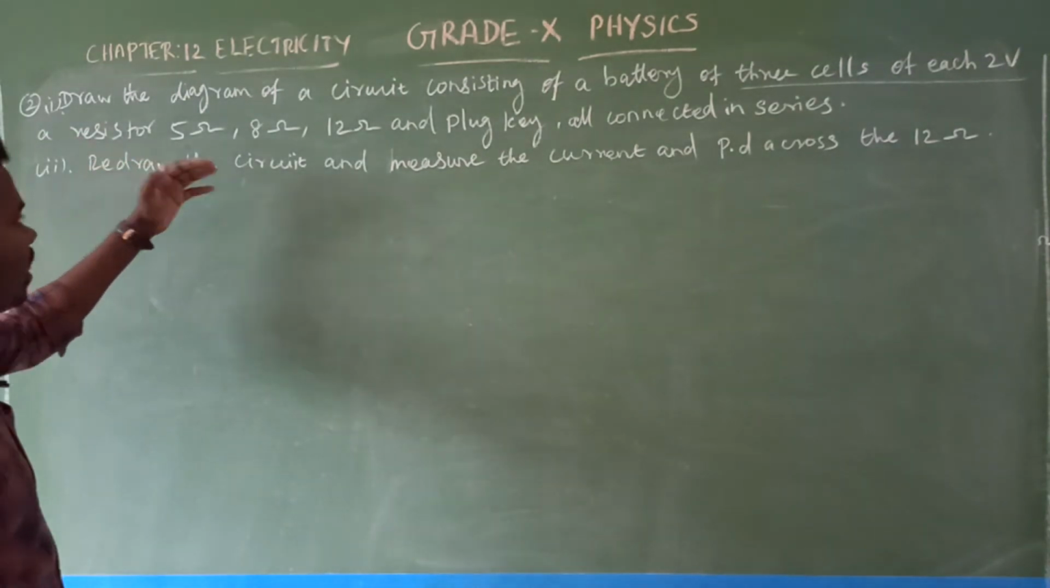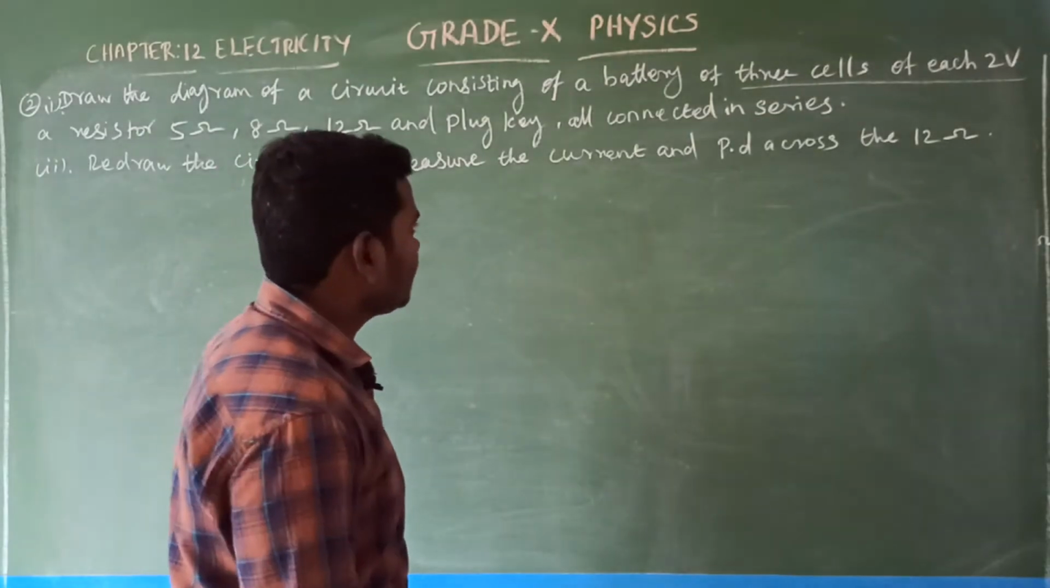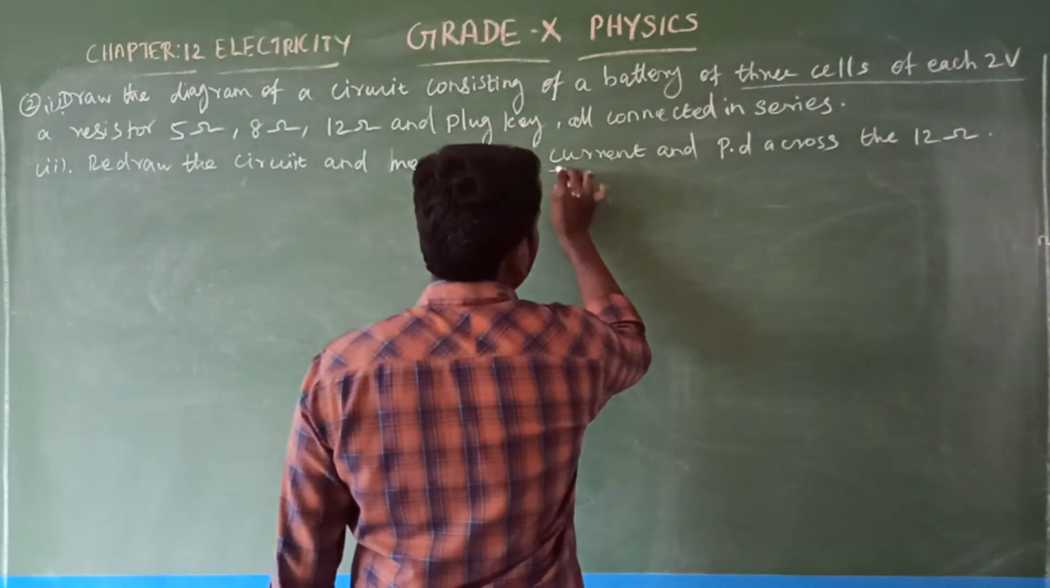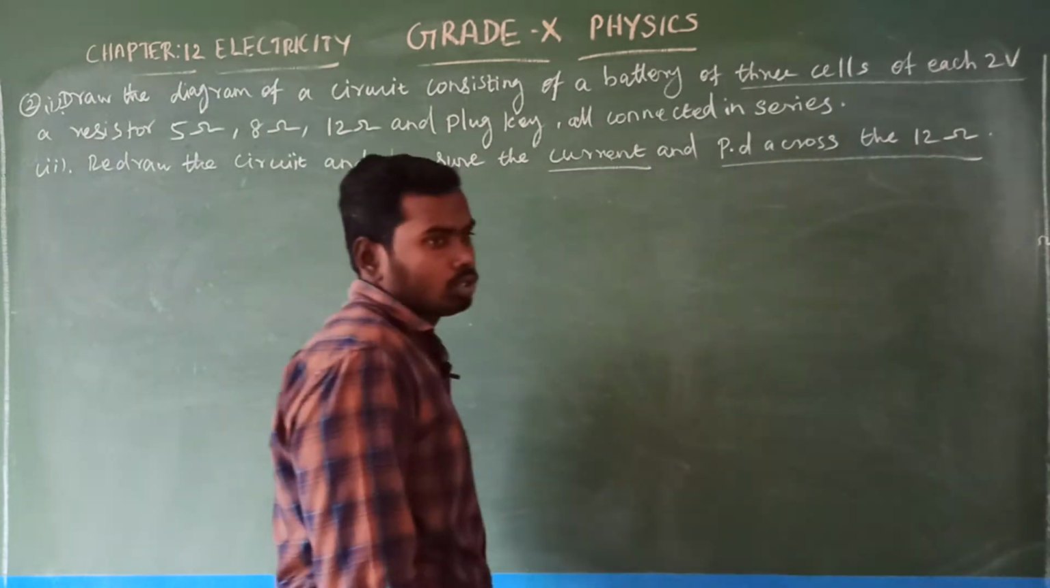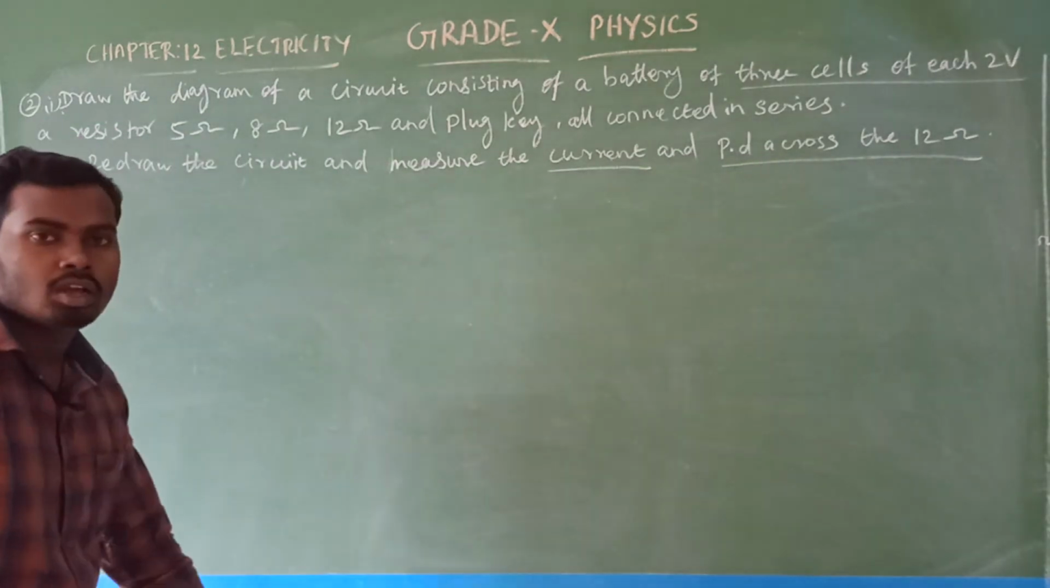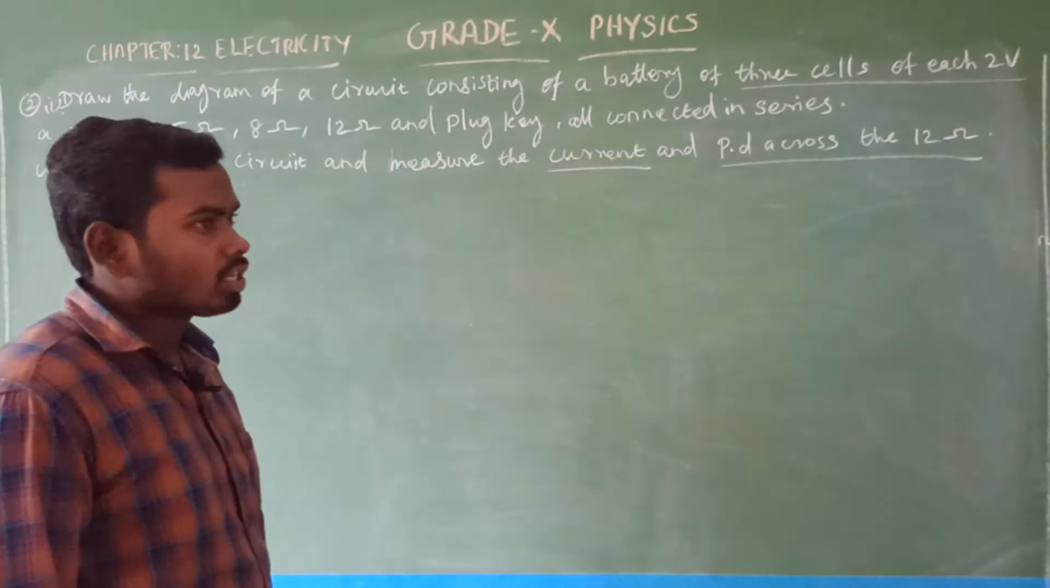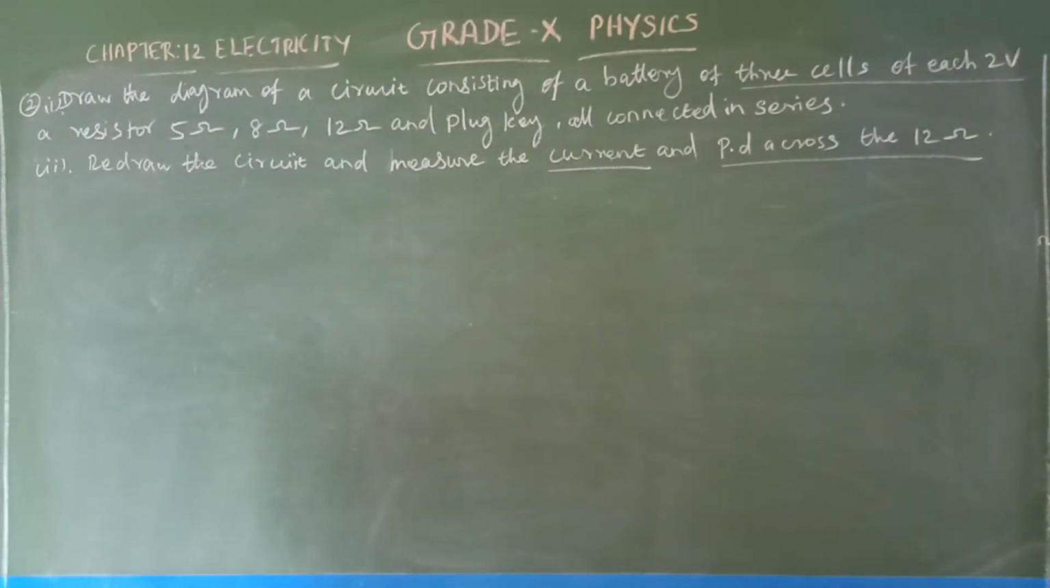Second, redraw the circuit and measure the current, note this point, and measure the current and the potential difference across the 12 ohm. Potential difference across the 12 ohm. Is it clear? That is the question.